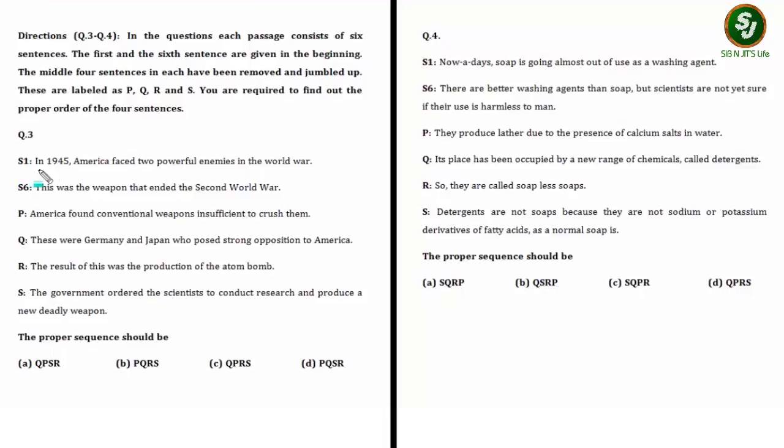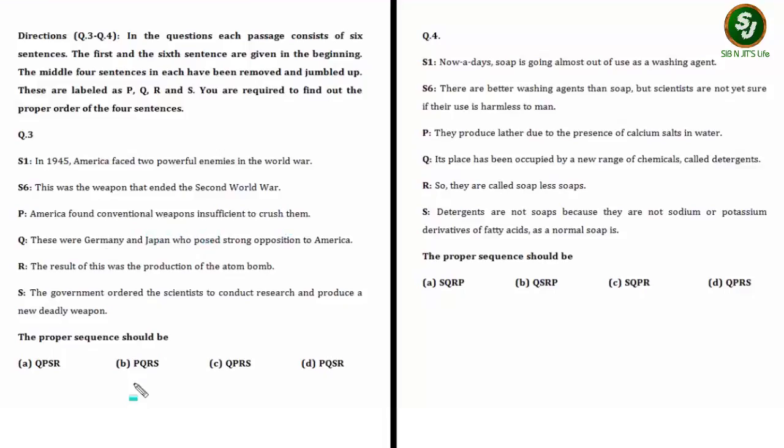Sentence 1 is saying, in 1945, America faced 2 powerful enemies in the World War. Okay, so let's try to read the jumble sentences and find out which can be the second one. America found conventional weapons insufficient to crush them. This cannot be the second statement, right? Because you see the words to crush them. In the first one, we just introduced the 2 powerful enemies, and in the second one directly to crush them. Who is this them, right? This them is not being clearly mentioned, so P cannot be the second statement.